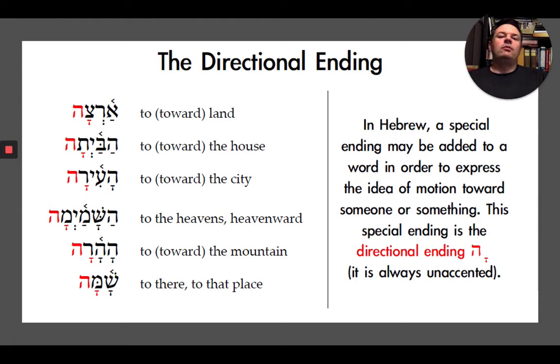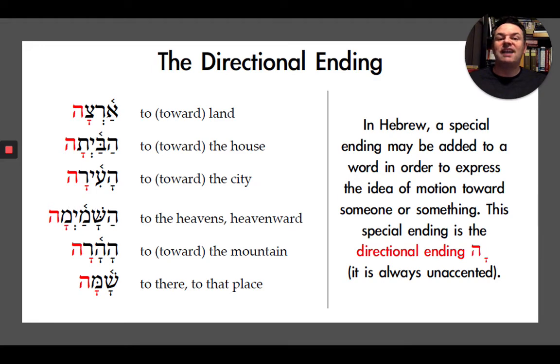The other thing that we want to talk about, and this is the last main thing in this particular lesson, is the directional hey, or the directive hey, as it's often called. This is when you've got a qamets hey that appears at the end of a word that can indicate a place. And whenever you've got a word that can be a place, even if it's a generic place, even if it's the word like there, you can have this directional ending on it.